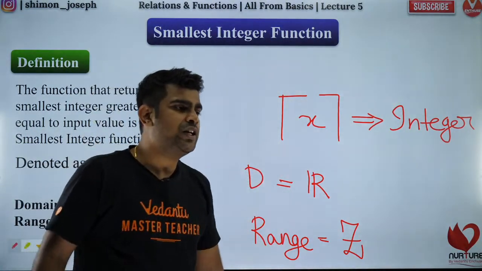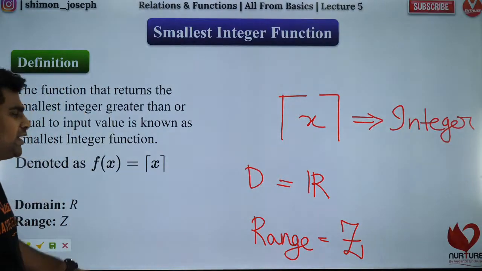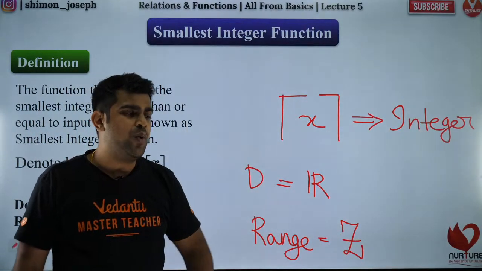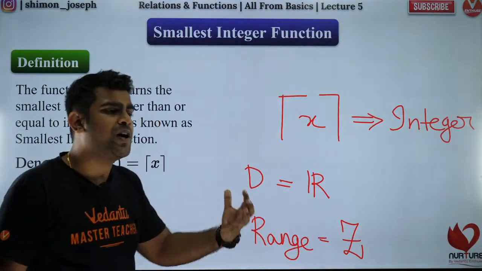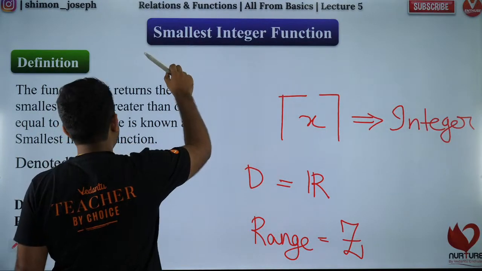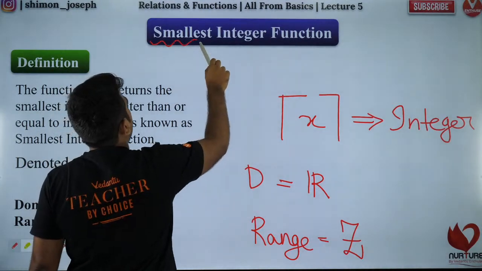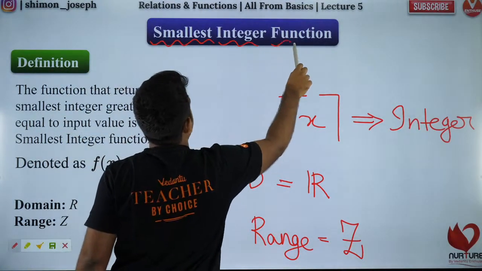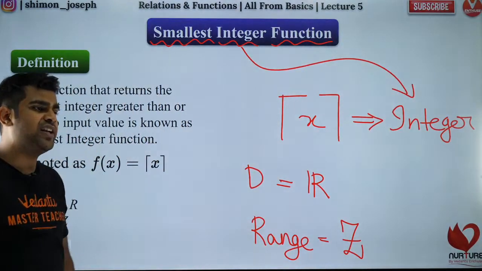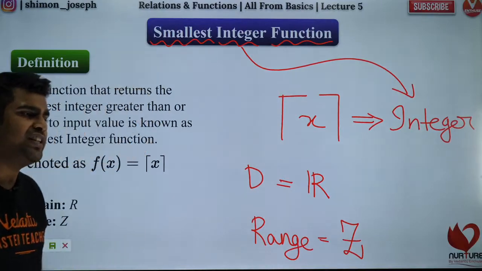Everybody clear with it? So people, shall we move forward? Is everybody happy with this? No doubts? Why should the output be an integer? Because that is the definition of the function, right? What is it called, my dear boy? It is called the smallest integer function. So the output is always an integer. Got it?